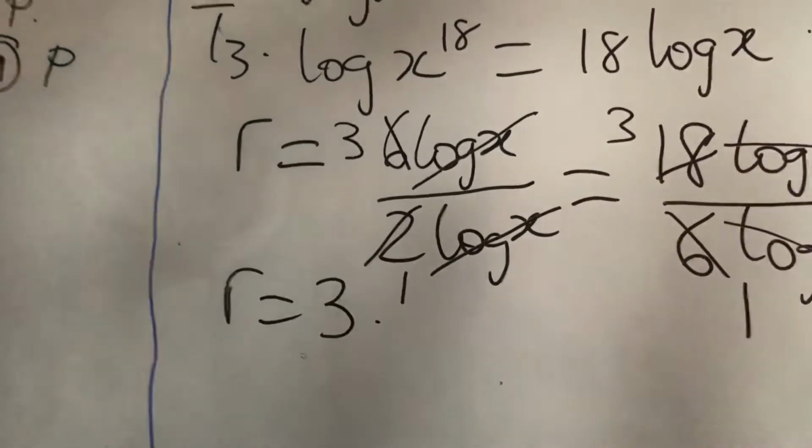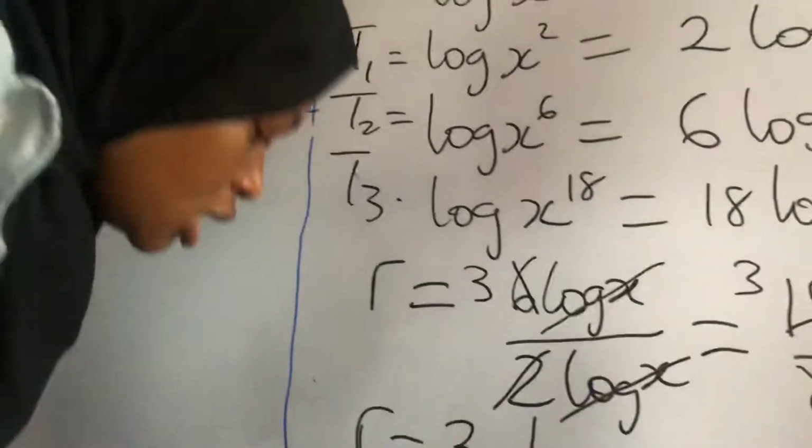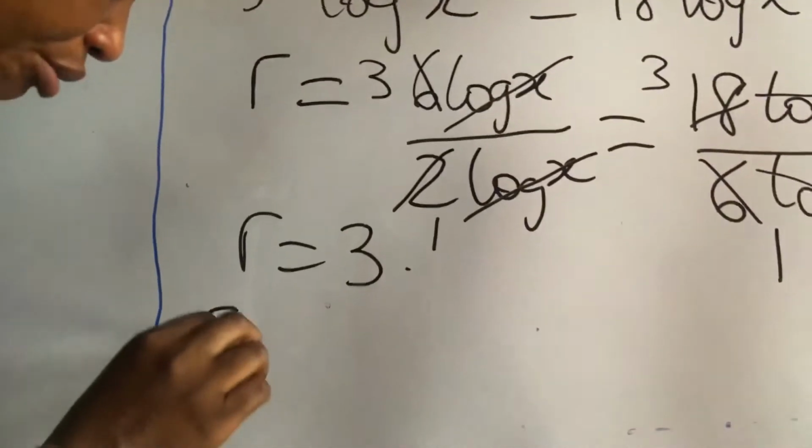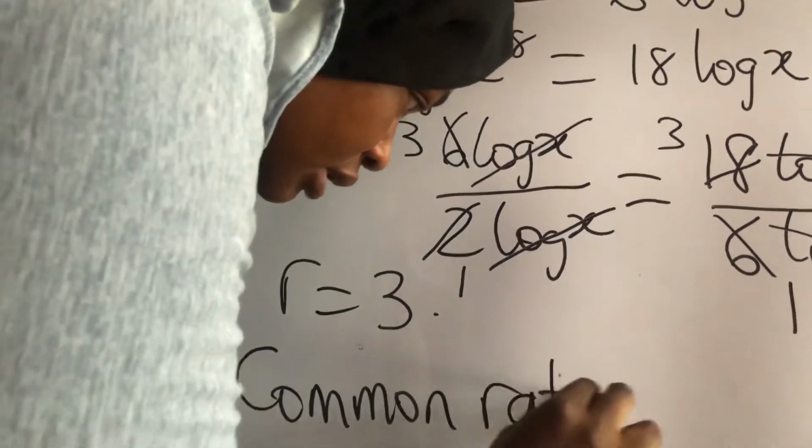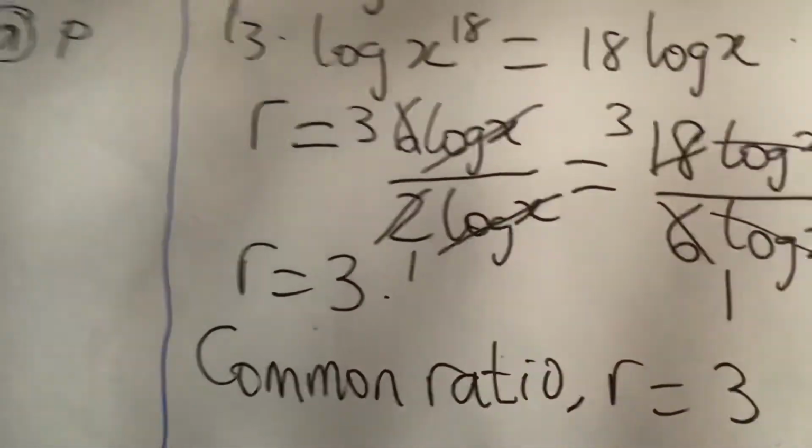So what did they ask us to find? They asked us to find the common ratio. So we now say that the common ratio r is equal to 3. Isn't that simple? It's very, very simple. So let's go to the second question.